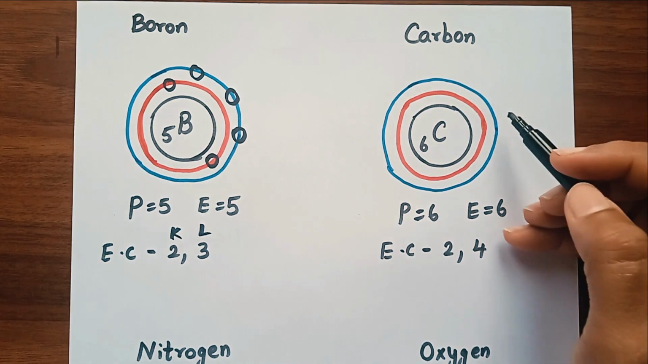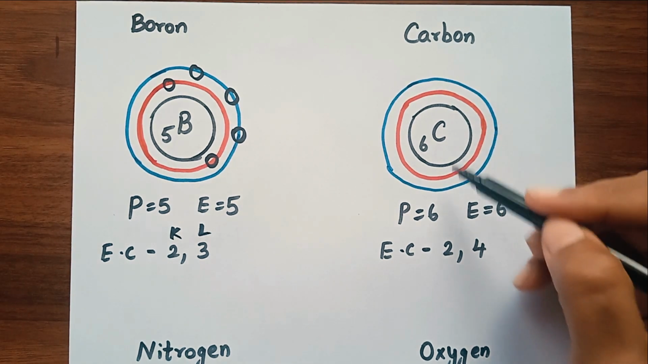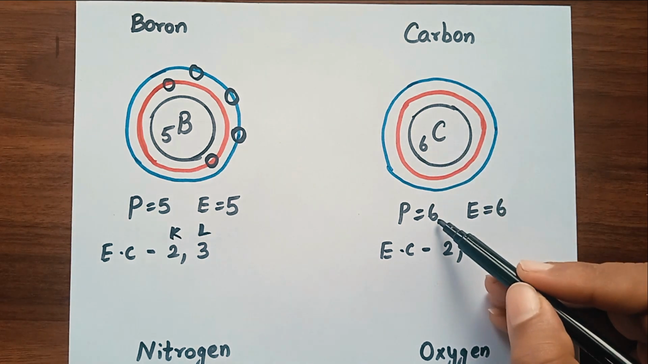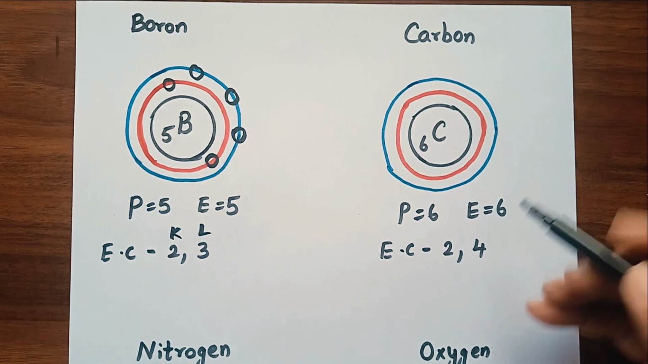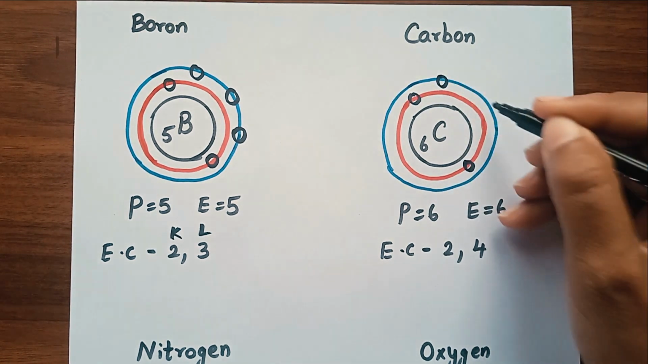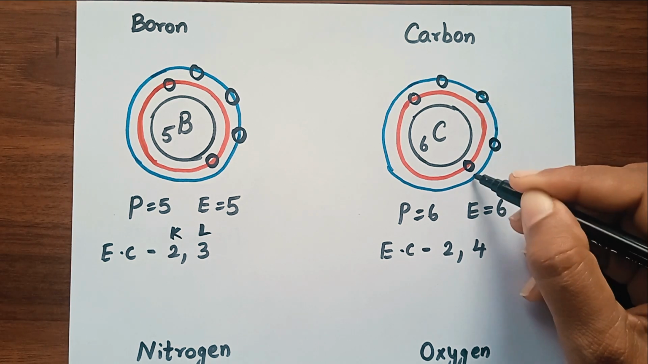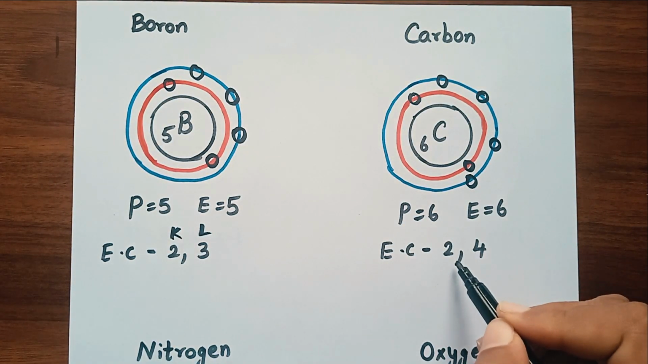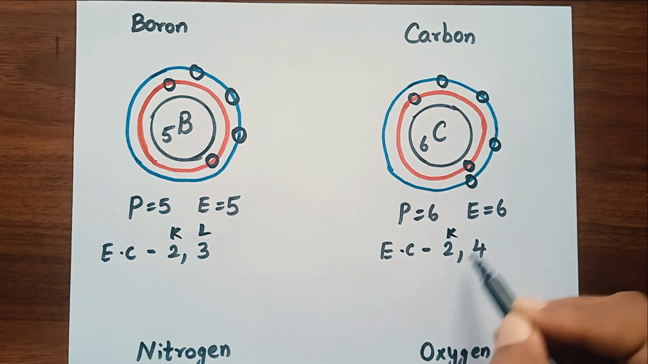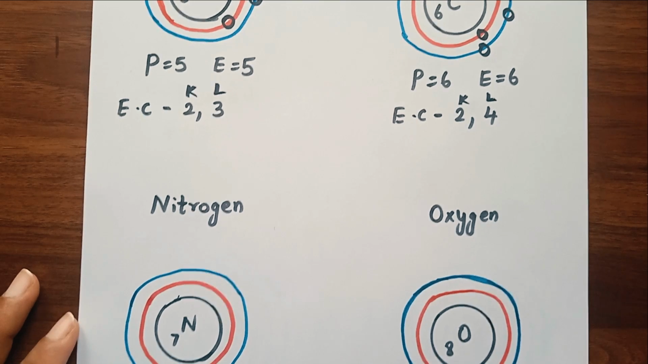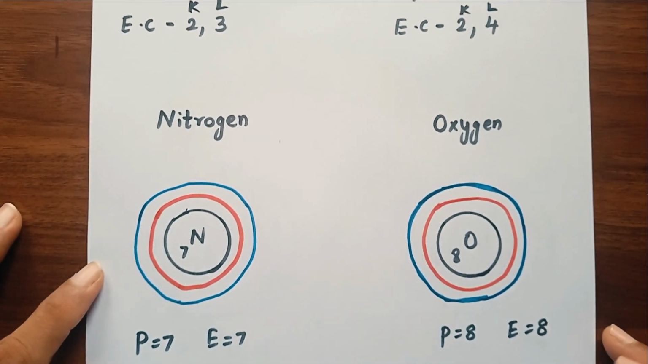Next we'll see carbon. The atomic number of carbon is 6, so the total number of protons is 6 and the total number of electrons is 6. We fill 2 electrons in the K shell and 4 in the L shell, so totally 6 electrons are filled. The electronic configuration is 2, 4: K shell 2 electrons, L shell 4 electrons. Next we'll go for nitrogen.